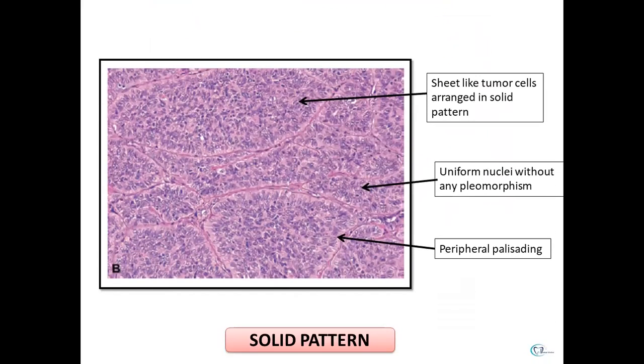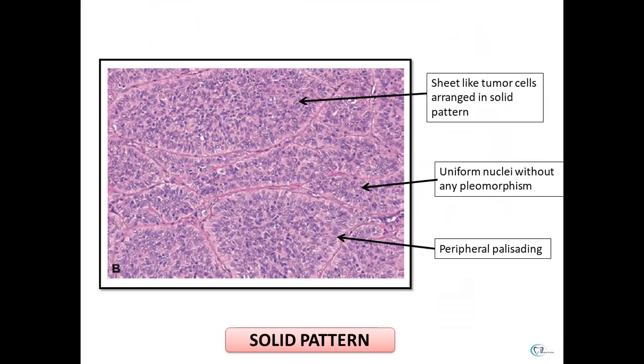So starting with the solid pattern first, in which the tumor cells are arranged in the form of sheets, and these sheets unite to form a solid pattern, in which the tumor cells are cuboidal to columnar. The cytoplasm is faint, uniform nuclei are present without any marked pleomorphism, and the peripheral layer of the cells show slight palisading.